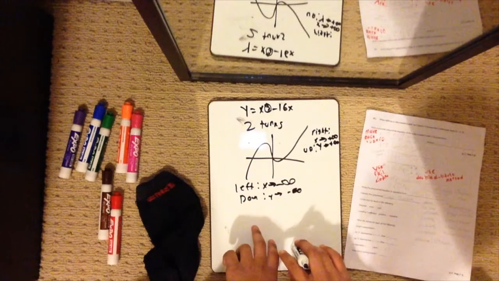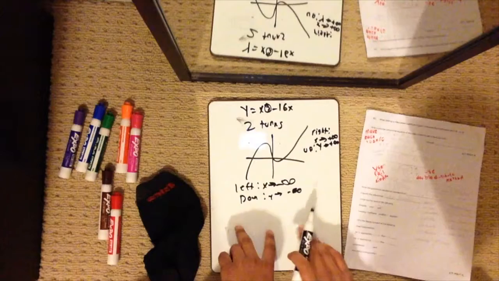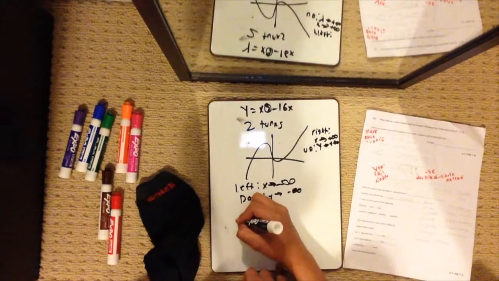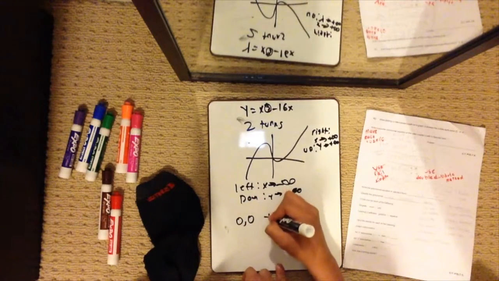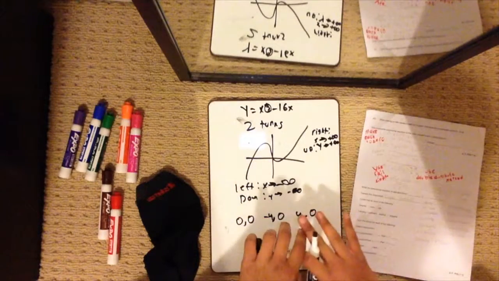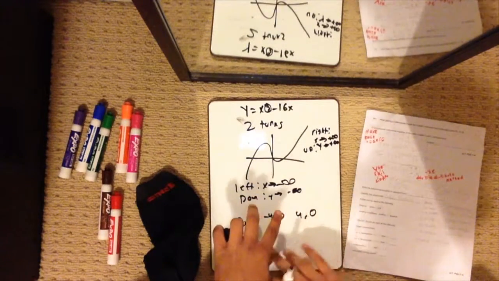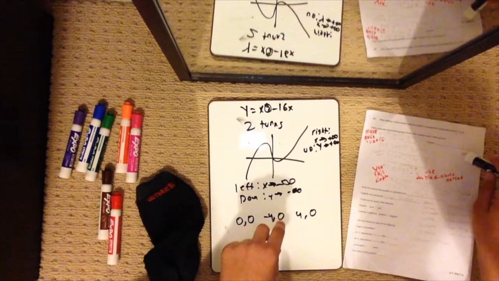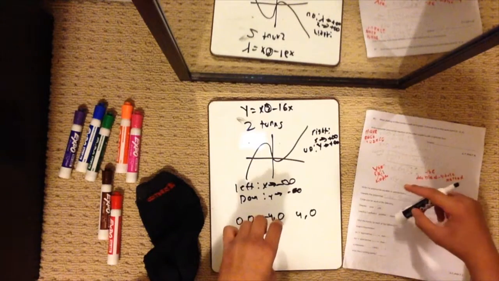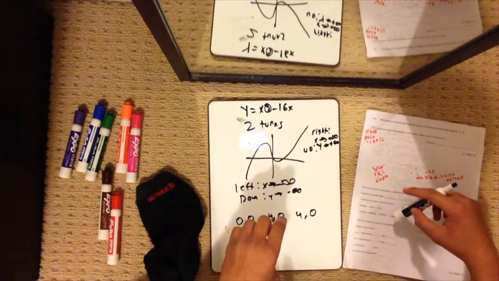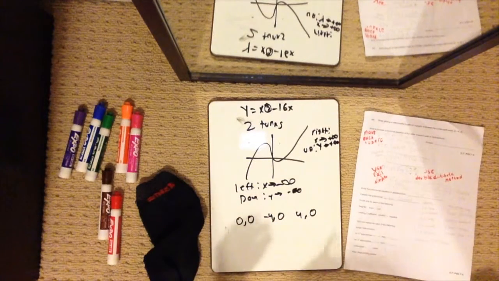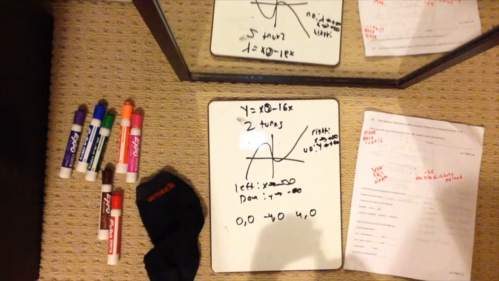Next, we find the x-intercepts. The x-intercepts were already given to us. We've already seen them. They're just 0, 0, negative 4, 0, and 4, 0, like I showed you on the graph before. And that is how you find the polynomial in factored form, standard form, the way you classify the polynomial, finding the degree, finding the leading coefficient, and getting the graph's end behavior, the x-intercepts, and how many turning points there are. Goodbye.